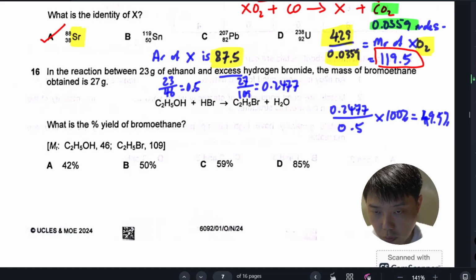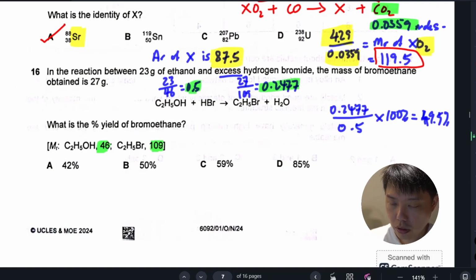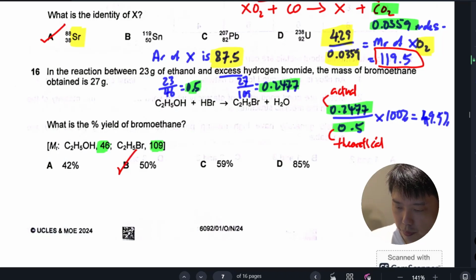Alright guys, so question 16. In a reaction between 23 grams of ethanol and excess HBr, the mass of bromoethane obtained is 27 grams. So I went ahead and divided by their respective MRs, and I got 0.5, 0.2477. You just take 0.2477, divide by the theoretical yield. So the actual yield over theoretical yield. This is the actual and this is the theoretical. Okay, so multiply by 100%, you will get close to 50%. So our answer here should be B.